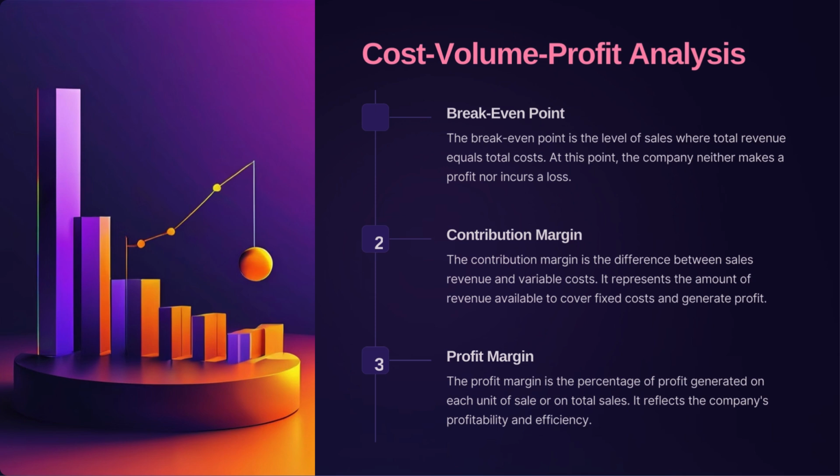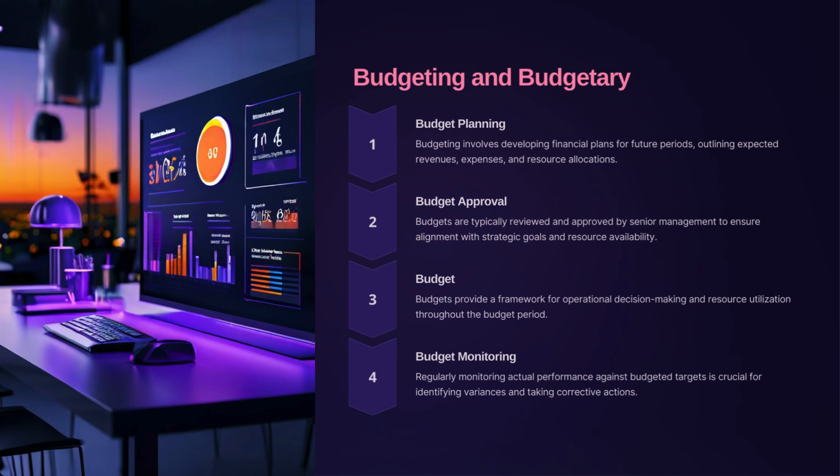Contribution margin. The contribution margin is the difference between sales revenue and variable costs. It represents the amount of revenue available to cover fixed costs and generate profit. Profit margin. The profit margin is the percentage of profit generated on each unit of sale or on total sales. It reflects the company's profitability and efficiency. Budgeting and budgetary control. Budget planning.